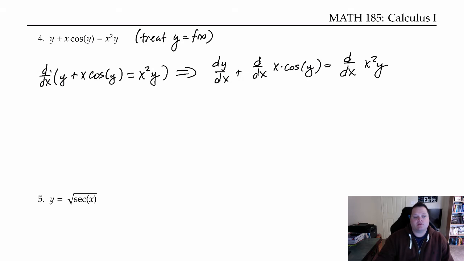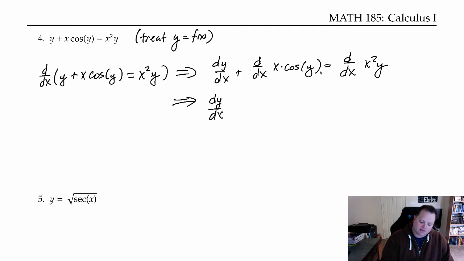All right, so here I've distributed the derivative to each piece. So the derivative of y is dy dx, and the derivative of this piece. And then over here, the derivative of this piece. Now, you're going to have to be very careful here because this is product rule, because it's x times cosine of y. y is a function of x. So it's a function of x times a function of x, and it's the same thing here. I'm going to use product rule on both pieces.